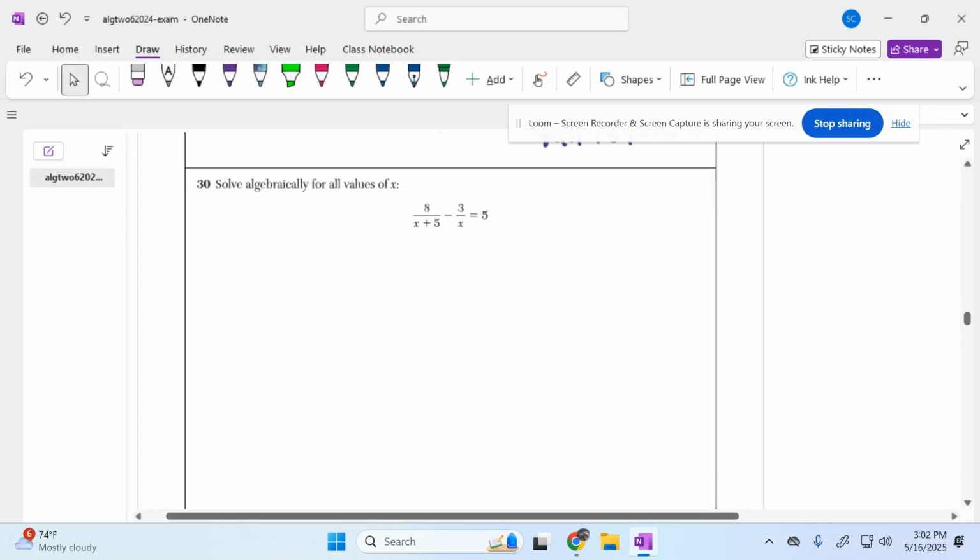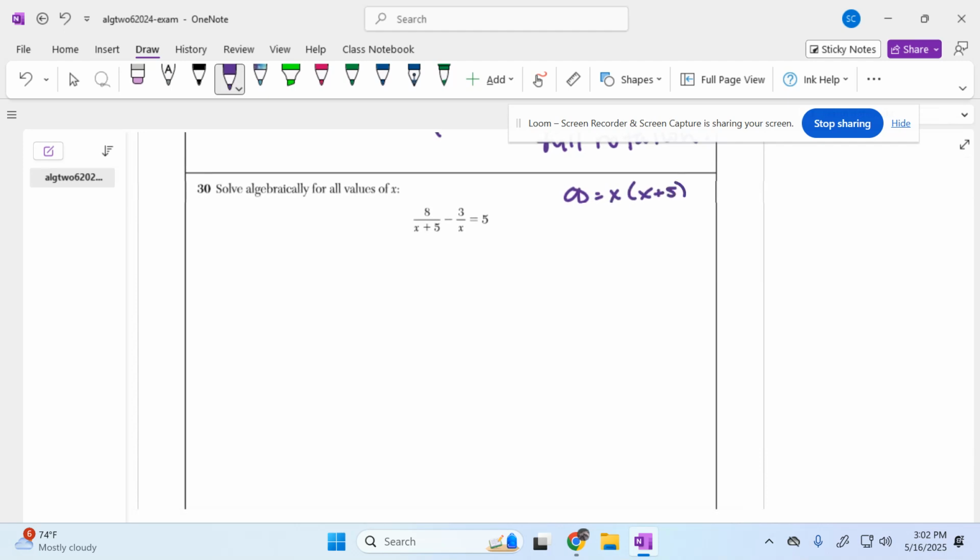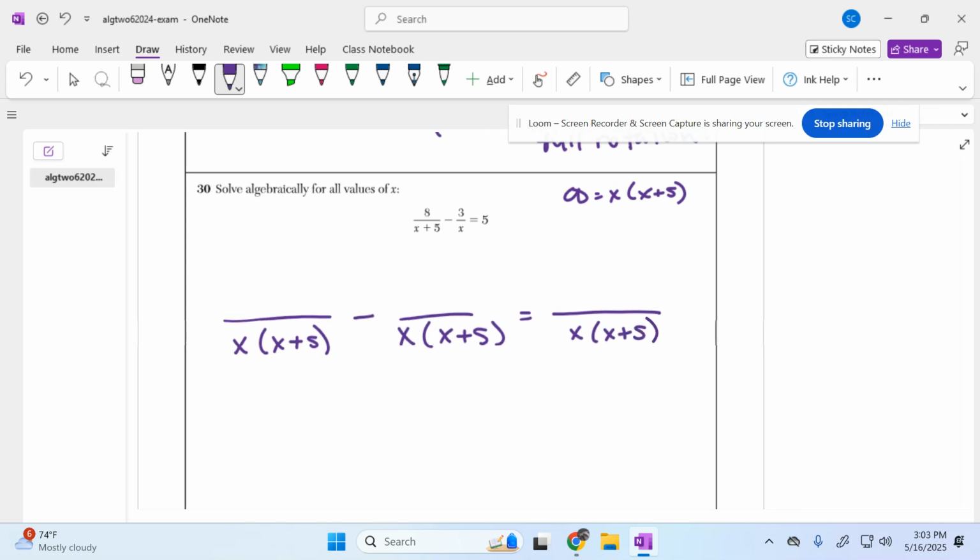Number 30. Number 30, we need to create a common denominator. Our common denominator here is going to be x times x plus 5. Whenever our denominators have variables in them, if they're not factorable, just multiply them together. That's your common denominator. So I'm trying to create 3 different common denominators, right? So we're going to make every fraction have that common denominator. And now we're going to think what changed. So from x plus 5 to x times x plus 5, I would have had to put an x here. So I'm going to put 8x on top.